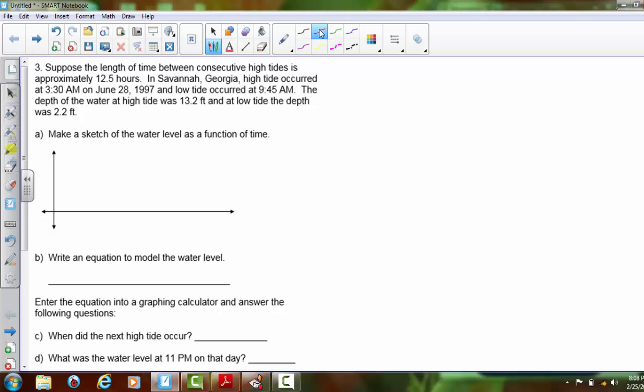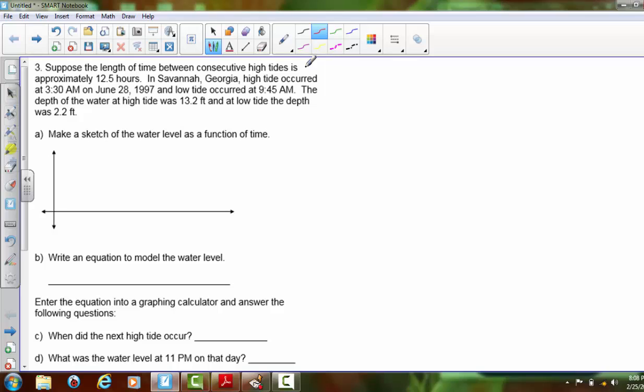Suppose the length of time between consecutive high tides is approximately 12.5 hours. In Savannah, Georgia, high tide occurred at 3:30 a.m. on June 28, 1997, and low tide occurred at 9:45 a.m. The depth of the water at high tide was 13.2 feet, and at low tide, the depth was 2.2 feet. Make a sketch of the water level as a function of time.